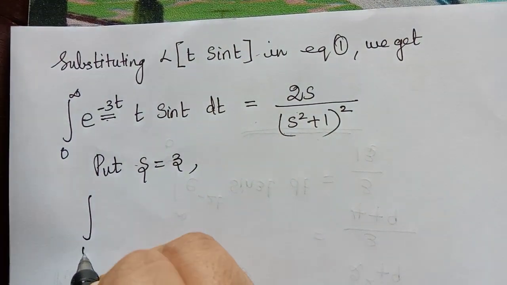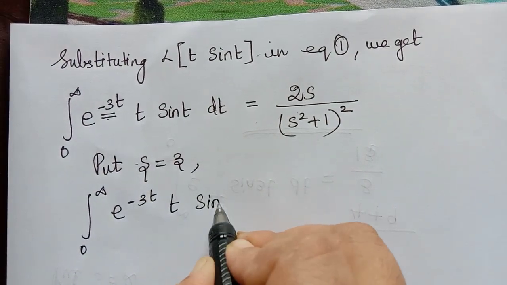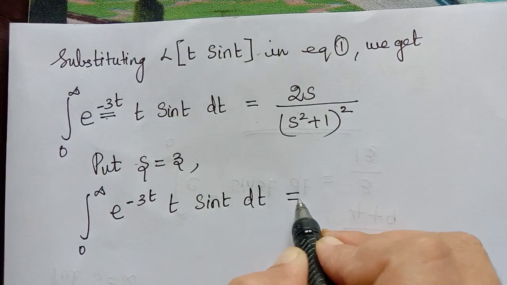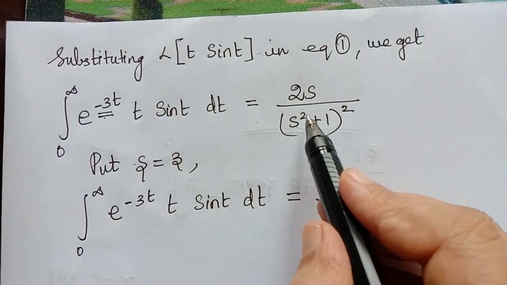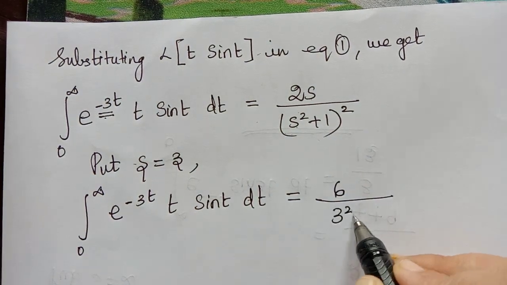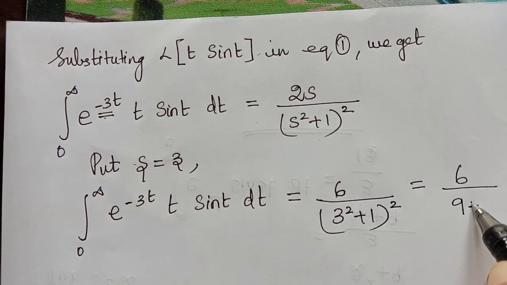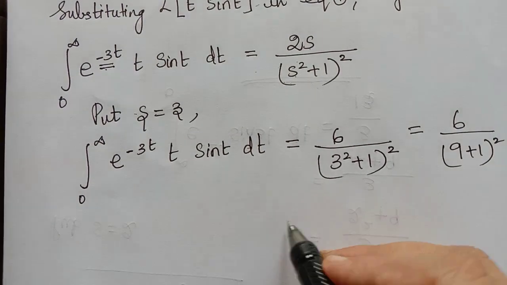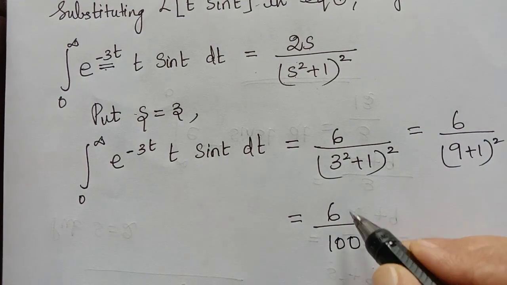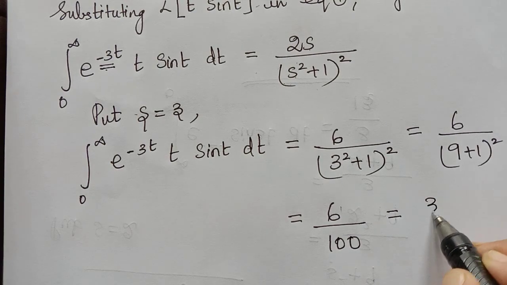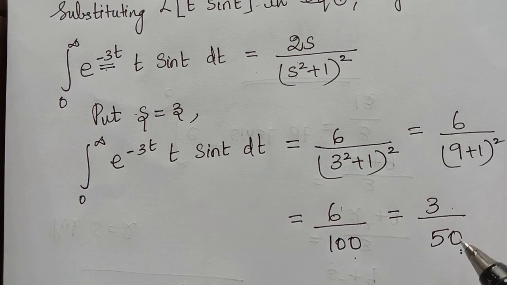So what we get is integral 0 to infinity e to the power negative 3t t sine t dt is equal to, when you substitute 3 here, 6 in the numerator divided by 3 square plus 1 the whole square, which is equal to 6 divided by 9 plus 1 the whole square. 9 plus 1 is 10 and the square of 10 is 100. So 6 divided by 100. On cancelling and simplifying further, we get 3 by 50, because 2 goes 3 times in 6 and 2 goes 50 times in 100. So 3 by 50 is the answer.